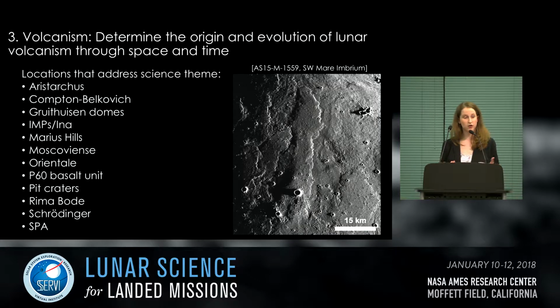The third theme was to determine the origin and evolution of lunar volcanism through space and time. And lunar volcanism is quite a broad topic. We found that the community still finds it very valuable to visit what we would consider a more traditional Mare basalt, such as those found south of Aristarchus. While it's young, P60 is still compositionally a pretty average Mare basalt. And then we also need to visit the more unique lunar volcanic regions, such as the Gruithuisen domes, to sample silicic volcanism. And again, the irregular Mare patches come up again.